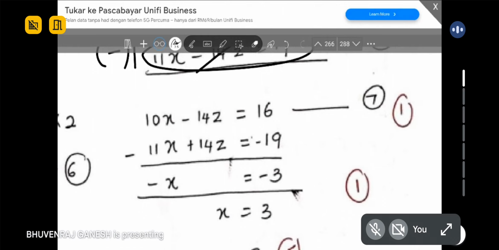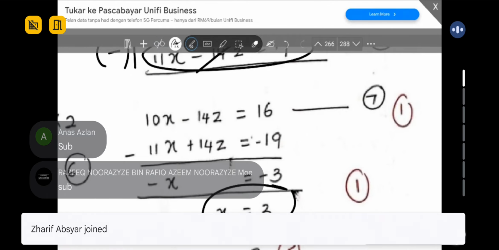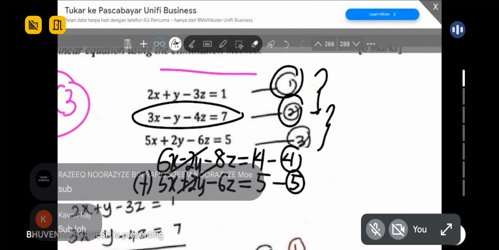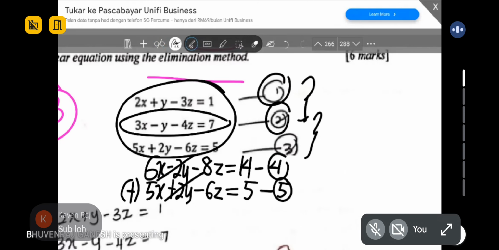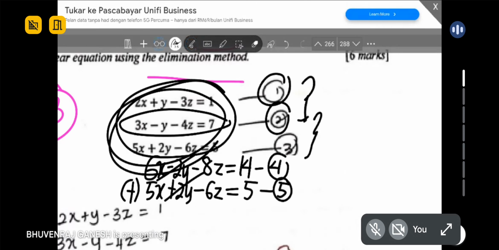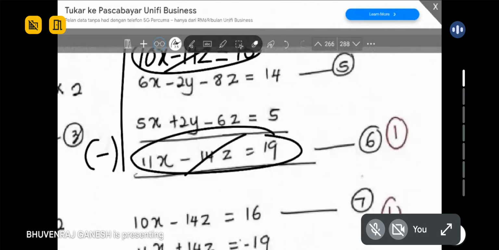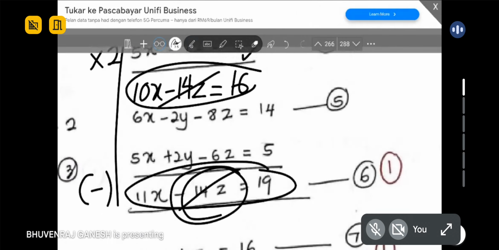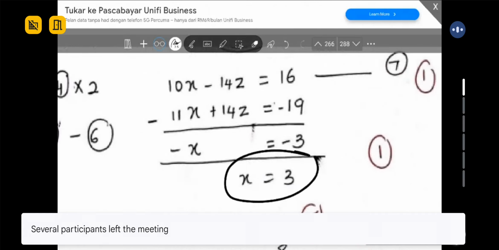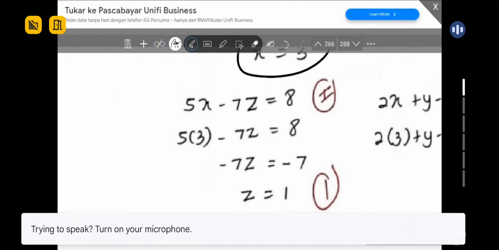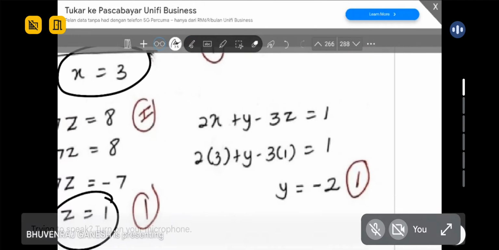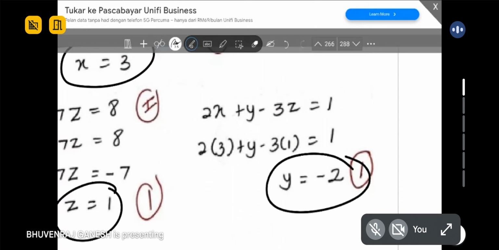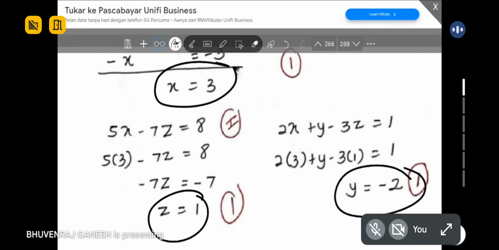What is the concept? You got x already. So yes, you just sub in any equation, guys. The simplest one is you just sub in anything over here. Ganti kat mana-mana tiga persamaan ni. Okay, or you guys can also sub over here, so that you can find your z. Okay, cari nilai z dulu. So you substitute inside number 6 or number 5. Okay, 6 atau 5 boleh lah. Anything. Okay, so you get the z equal to 1 and then you sub in another equation, ganti dalam satu lagi, you get y equal to negative 2. Understand guys? How to get your x, y, z?